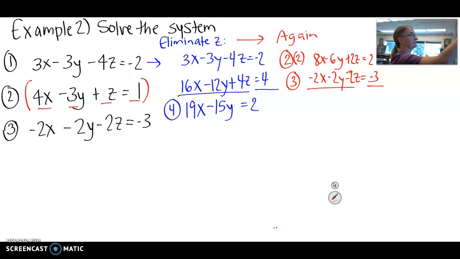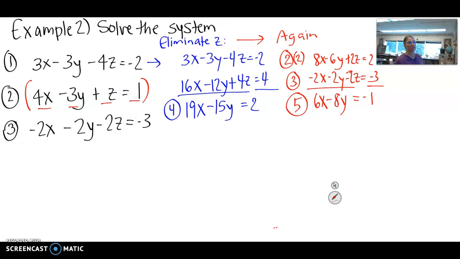Okay, so 8x and negative 2x, this is 6x. I'm just adding straight down. Negative 6, watch your negatives. And negative 2 adds to negative 8y. The z's dropped out, which is my whole goal. And then I have 2 and negative 3, which adds to negative 1. I'm going to call that equation 5.